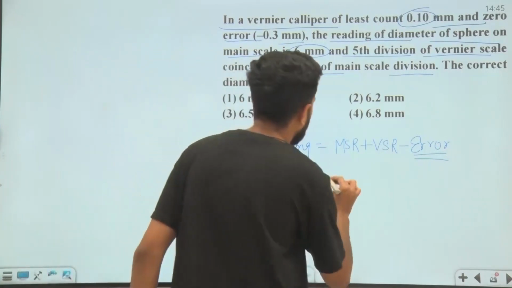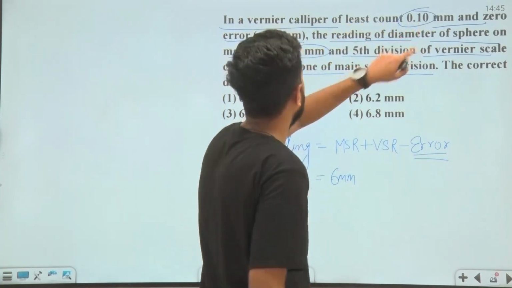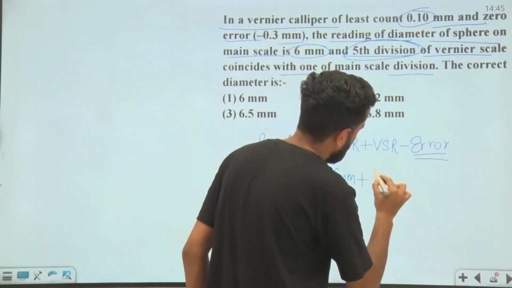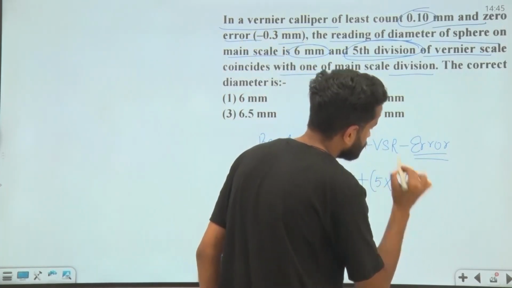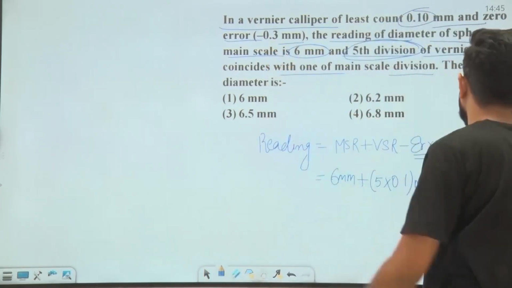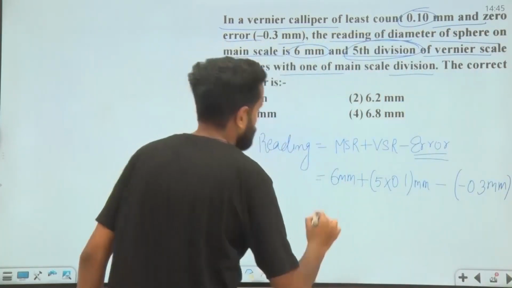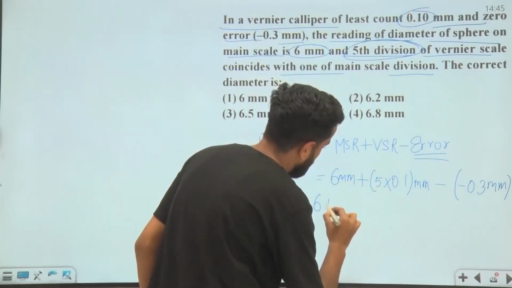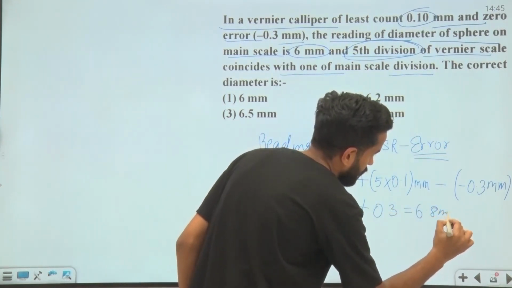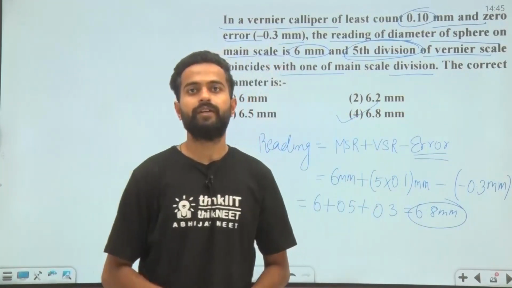The main scale reading is 6 mm. The least count is 0.1 and the fifth division of the Vernier scale coincides with the main scale, so the Vernier scale reading will be 5 into 0.1 mm. Minus error is minus of negative 0.03 mm. So this will be 6 plus 0.5 plus 0.3, which is equal to 6.8 mm. So option 4 is correct. Thank you.